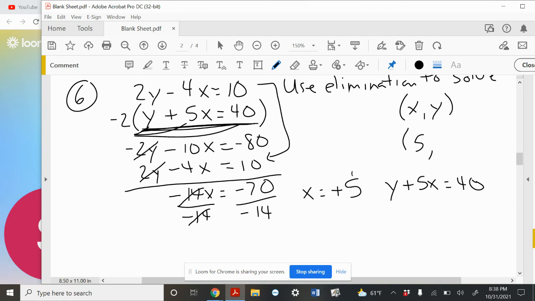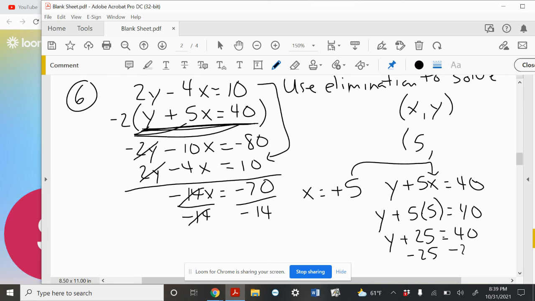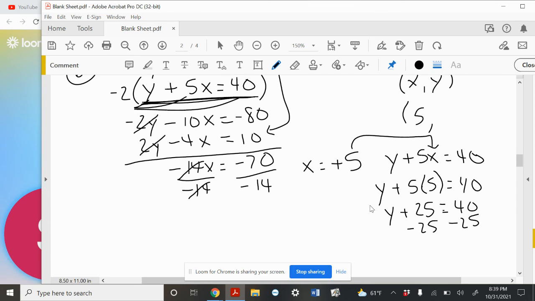I'm going to plug in a 5 for the x. So I get y plus 5 times 5. I'm going to put parentheses around it. Equals 40. y plus 25, that's multiplication, equals 40. I'm going to subtract 25 from both sides. So notice I'm just following the steps, what we normally do. I'm going to subtract it. So, of course, these cancel. y equals 15. So my two answers for x and y are 5 and 15. So that's how we solve one using elimination.